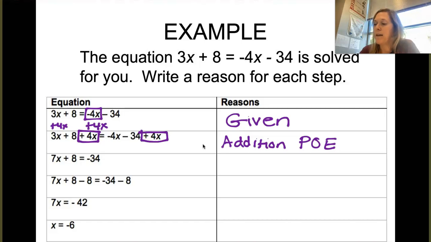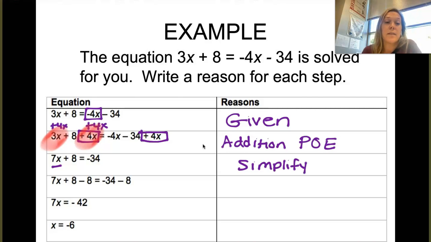Then what happened from line 3 to line 4? Well, I see a 7x. Where did that 7x come from? Well, that 7x came from adding my 3x plus my 4x. So we combine like terms. So over here, I'm just going to write simplify. So what did we do? We simplified the left side and the right side of the equation.